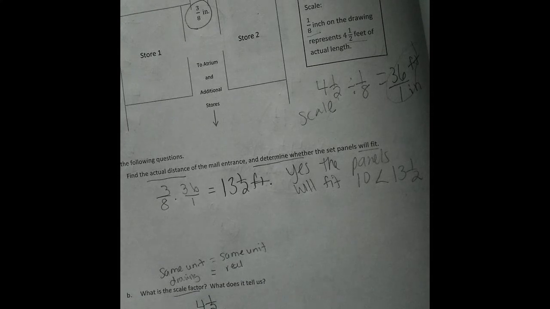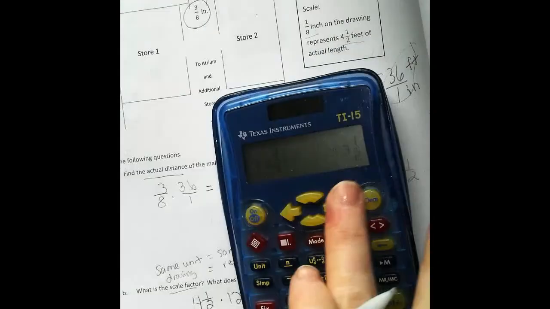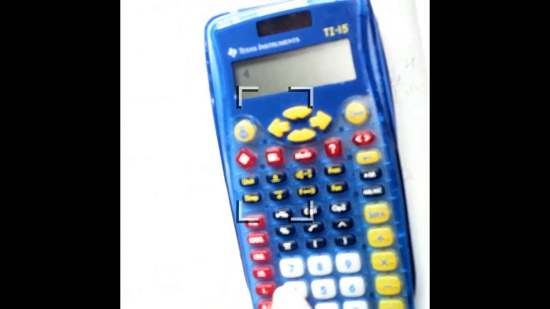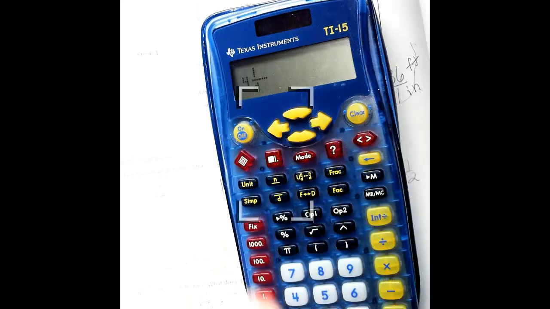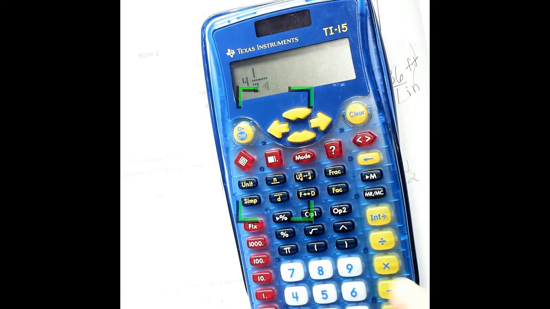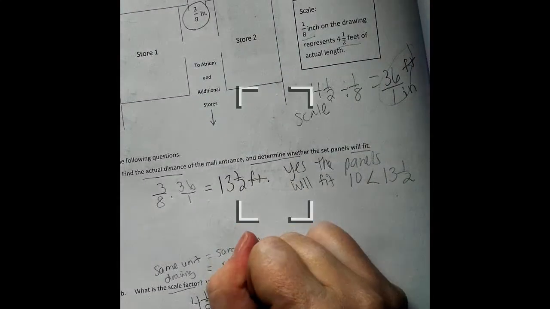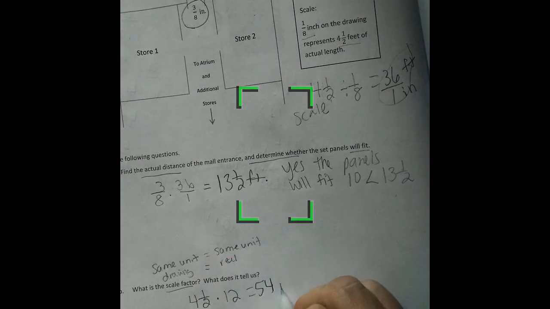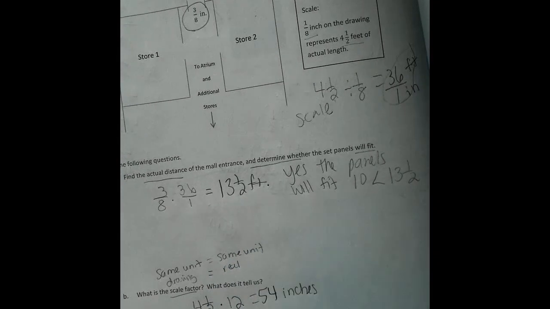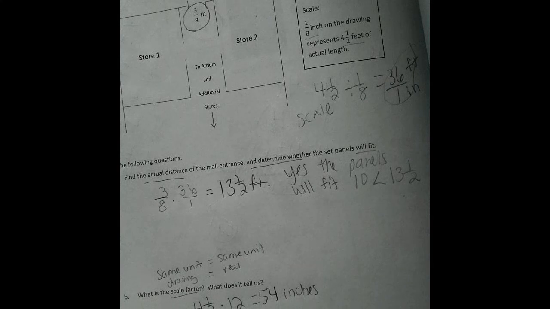Well, we would take 4 1/2. There are 12 inches in a foot, so 4.5 times 12. So 4 1/2 times 12, and we get 54 inches. I think it's helpful if you put your units there so you don't get confused and lost, especially if you have to stop and start.